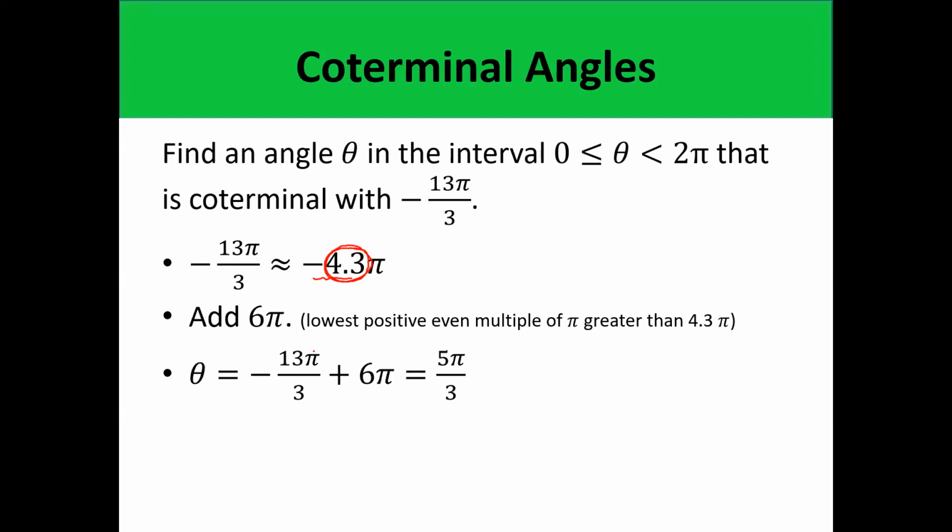So negative 13 pi over 3 added to 6 pi. So that's going to be negative 13 pi, and then 3 times 6 pi is 18 pi. So negative 13 pi plus 18 pi is 5 pi over 3. Now 5 over 3 is 1 and 2/3, which is actually between 0 and 2.